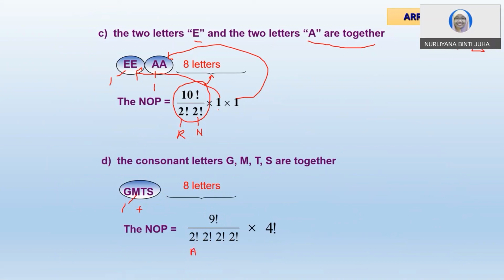A, R, E, dan juga N. Okay, the whole thing. And then you multiply with 4 factorial. 4 ni datangnya daripada mana? Datang daripada sini. GMTS. GMTS ni, you boleh arrange dia lagi in 4 factorial ways. Mungkin dia boleh duduk, G boleh duduk dekat ujung, S boleh duduk dekat depan, and so on so forth lah. So you just multiply it, this one.